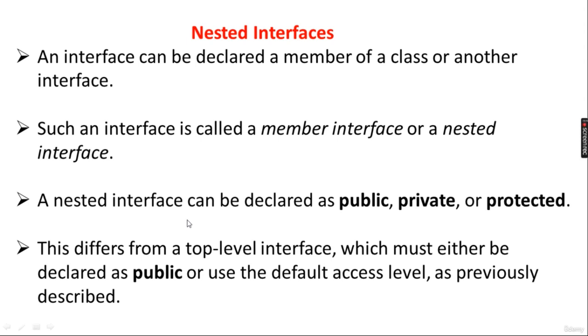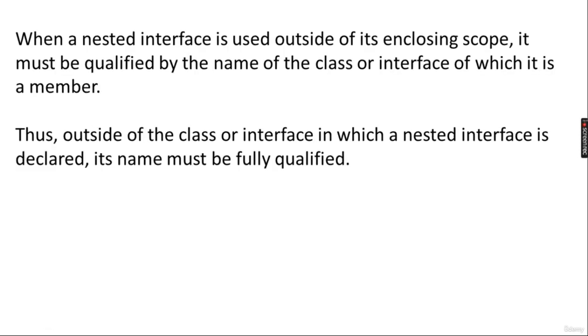Nested means inside. Interfaces can be public, private, or protected, but the outermost interface must be at either default or public, because to access the inside interfaces, the inner interfaces, the outer must be accessible at all times. When a nested interface is used outside of its enclosing scope, it must be qualified by the name of the class or interface of which it is a member.